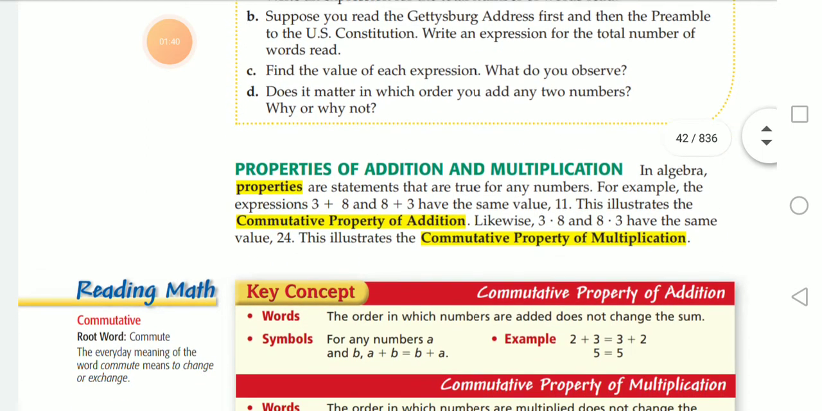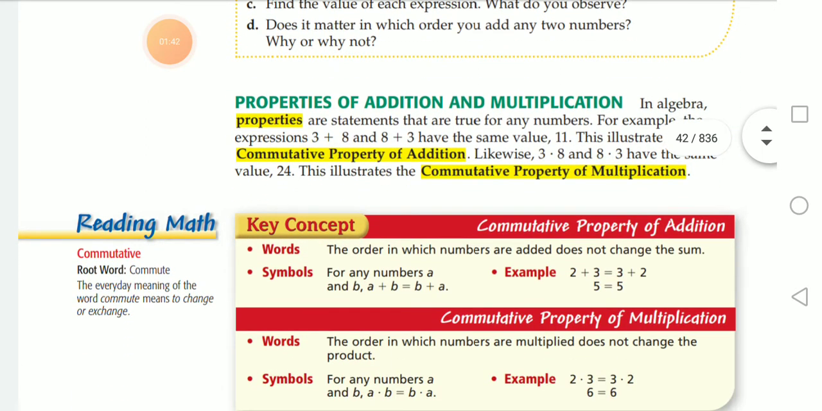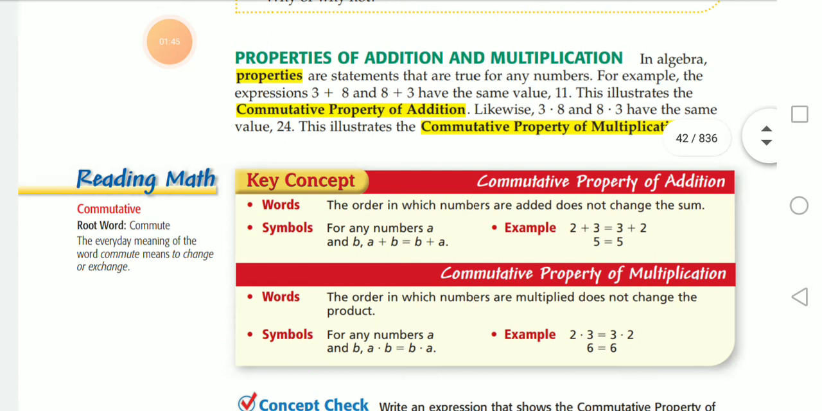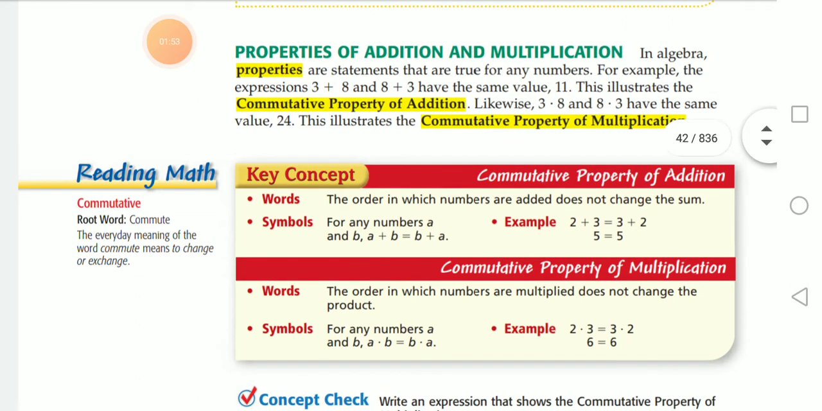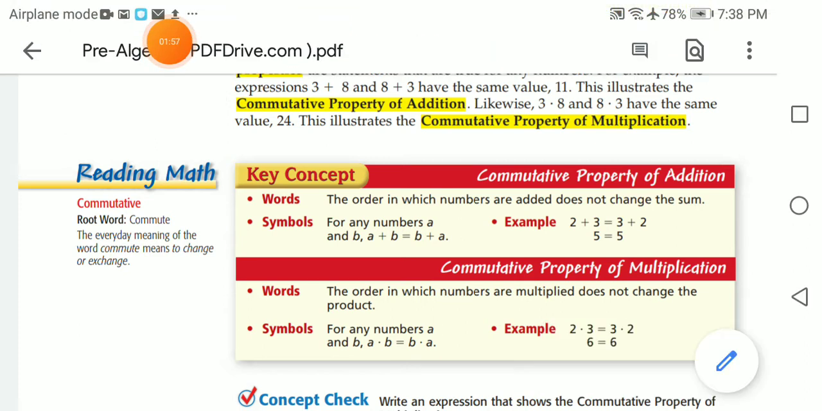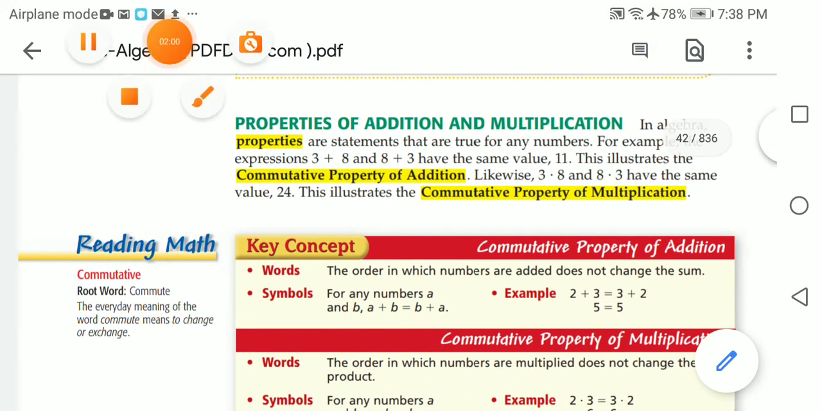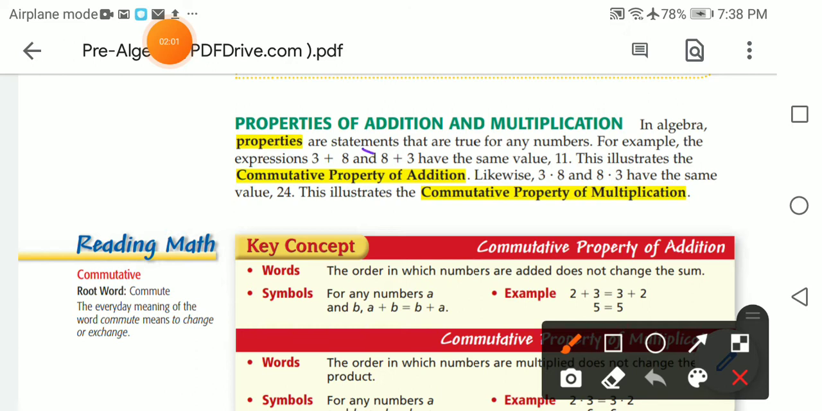I have here properties of addition and multiplication. This is the most important thing. In algebra, properties are statements that are true for any numbers. So this is important. So properties are what, dear students? Properties in algebra are statements that are true for any numbers.